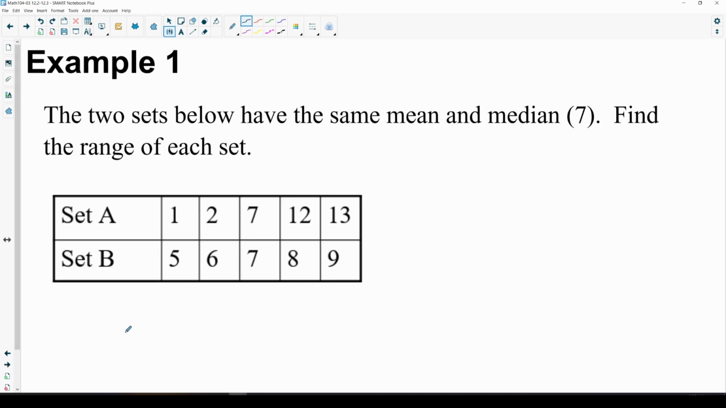So for instance, if I'm looking at two sets, I have set A and set B here. Take the highest, subtract the smallest. 13 minus 1 gives me a range of 12. Over here, my highest is 9 and the smallest is 5, giving me a range of 4.